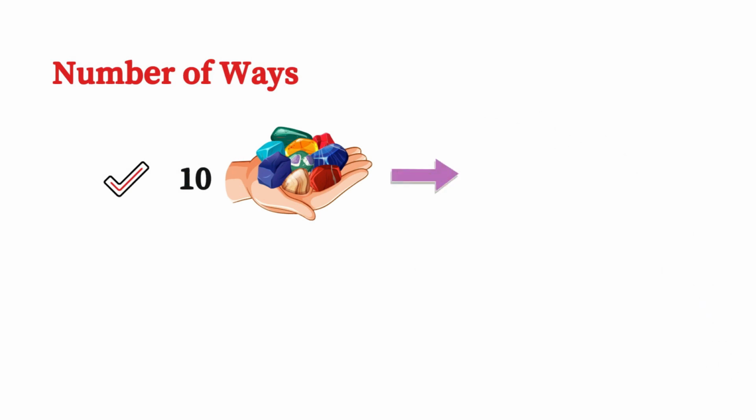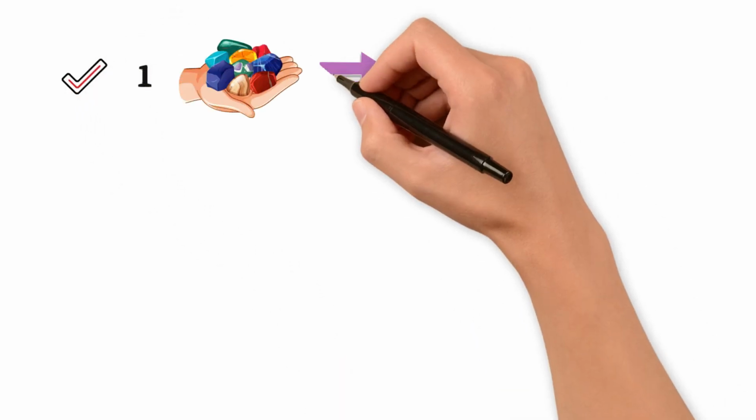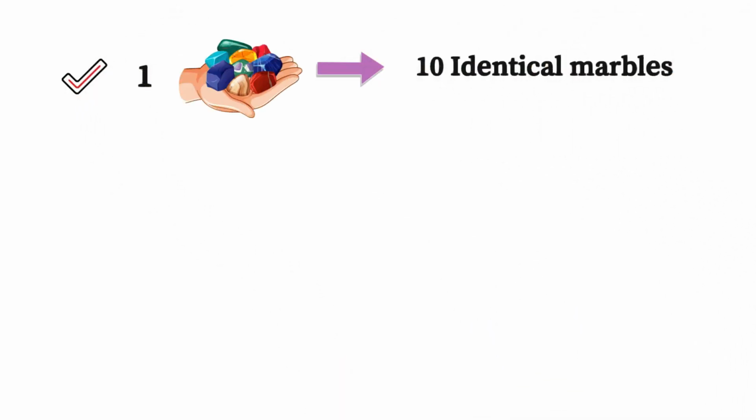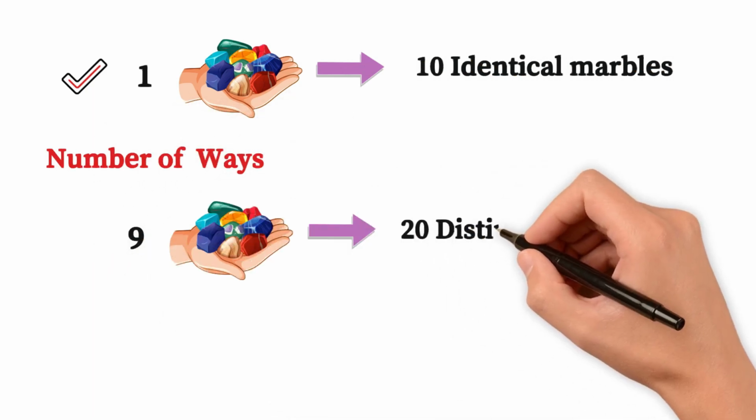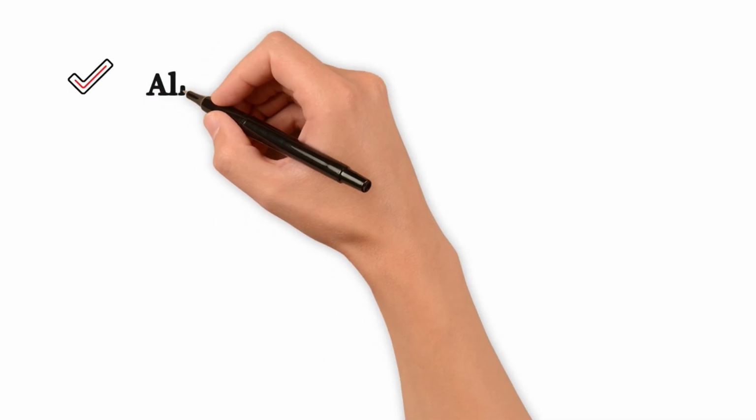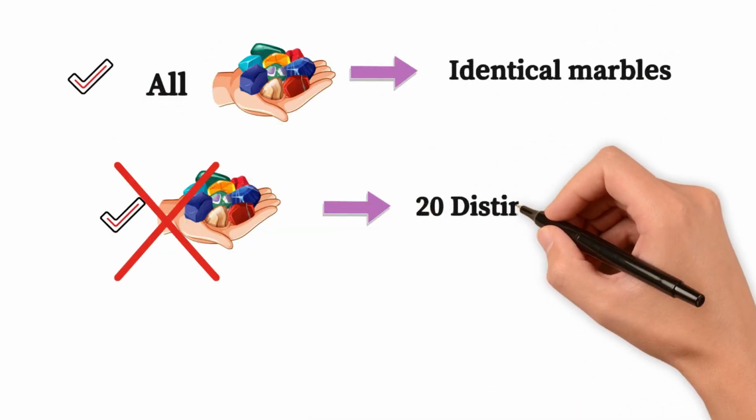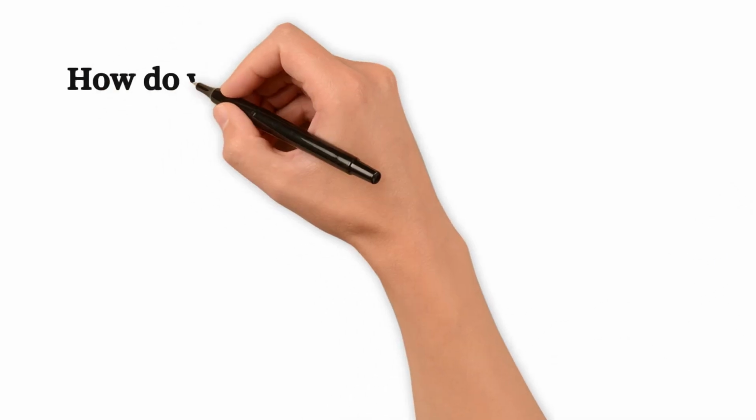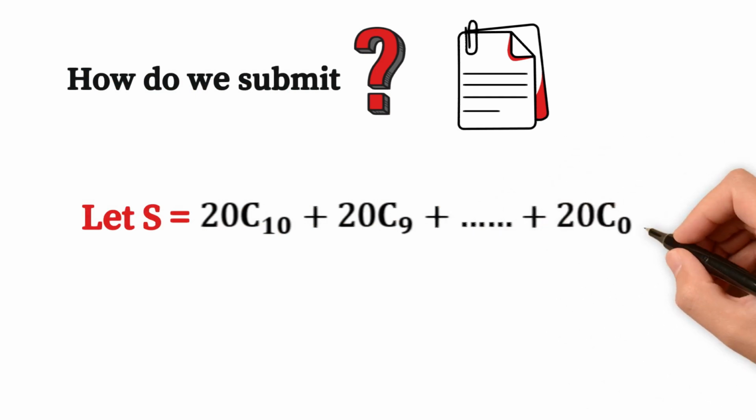If you decide to select 10 marbles from 20 distinct marbles, it is 20C10. If you select one marble from 10 identical marbles, that's just one way, and the number of ways of selecting the remaining 9 from the 20 distinct marbles is 20C9. Choose all the 10 identical marbles and do not choose any marble from the remaining 20 distinct marbles, that is 20C0. How do we sum it up? Let's call this S: 20C10 plus 20C9 and so on, up to 20C0.